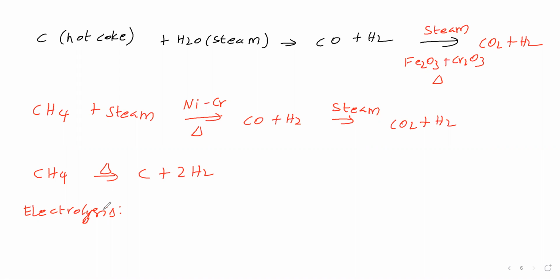And in metallurgy, that is the extraction of metals, this electrolysis process is used for purification of metals. To get pure metal, we will use this electrolysis process. And in the preparation of many substances, the electrolysis process will be used.